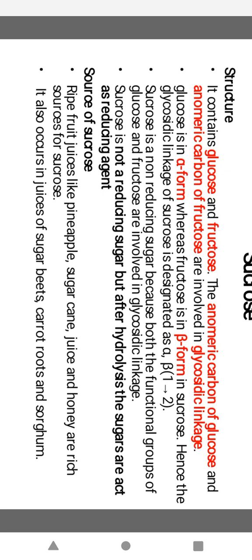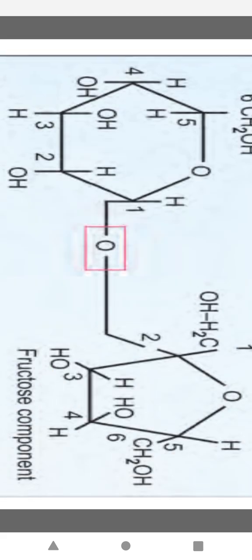It is a special linkage. Sucrose is a non-reducing sugar because both the functional groups of glucose and fructose are involved in the glycosidic linkage. There is no free end. But after hydrolysis, the sugars act as reducing agents. Then we see about the sources. Sources include ripe fruit juice like pineapple, sugarcane juice, honey, carrot roots, sugar beets, sorghum, and so on, which contain sucrose.